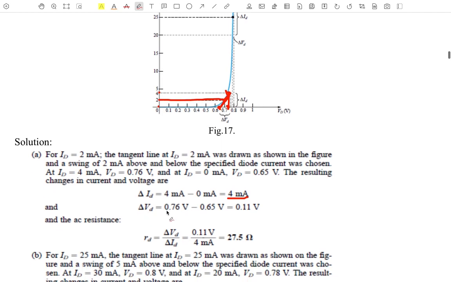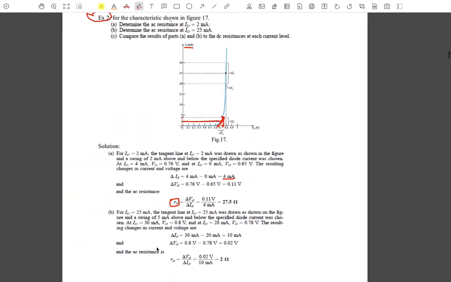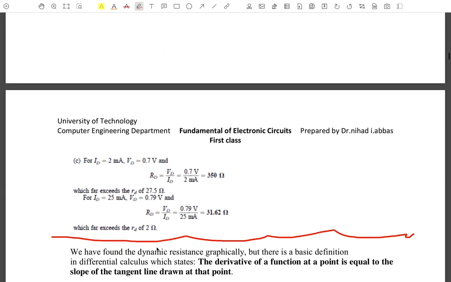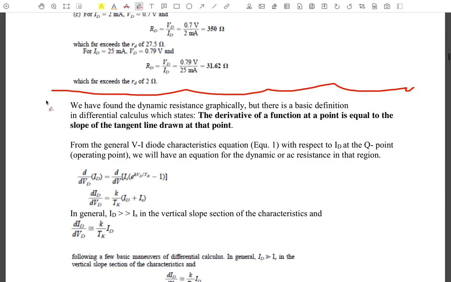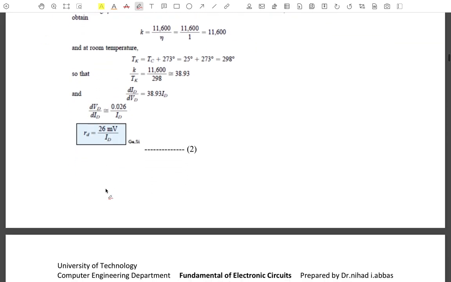Okay, so the upper is 0.76, this one, minus 0.65, this one, okay? And we will get the division, delta Vd. Now we will get the resistance, delta Vd over delta Id. The same thing for the others, just until this one, okay? No need for this part, I don't need it.